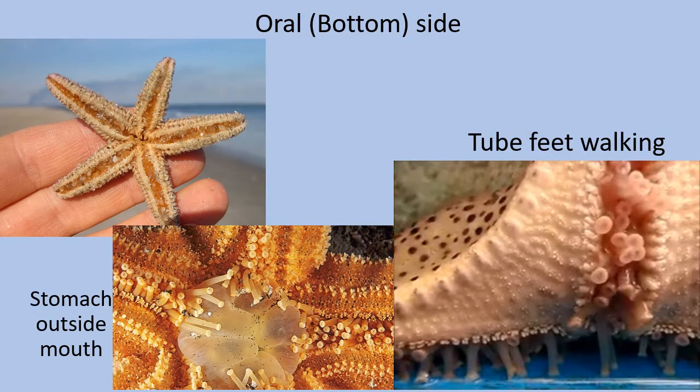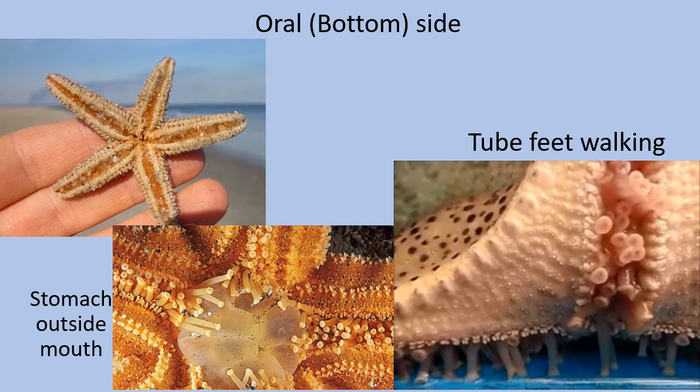So one way that we talk about the anatomy of a sea star is we divide up the sides in terms of the oral side, which is the side on the bottom, which would usually be downwards, and then the aboral side, which is the top of the sea star. So first I'm going to show you the oral side.